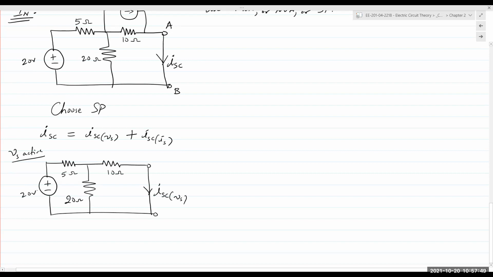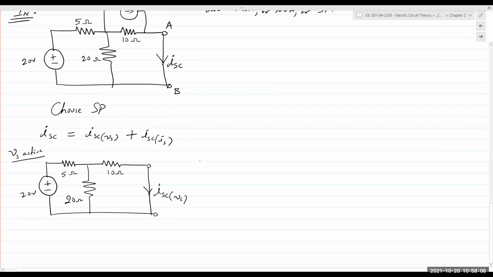This is similar to example 1. In example 1, you had two resistors in parallel. 20 and 10 would be in parallel. I need to find the voltage across that parallel combination. If I find the voltage across the 20 and 10 in parallel combination, and then apply Ohm's law to find ISC Vs, right?